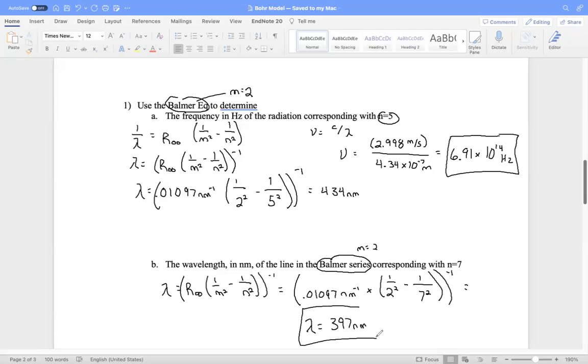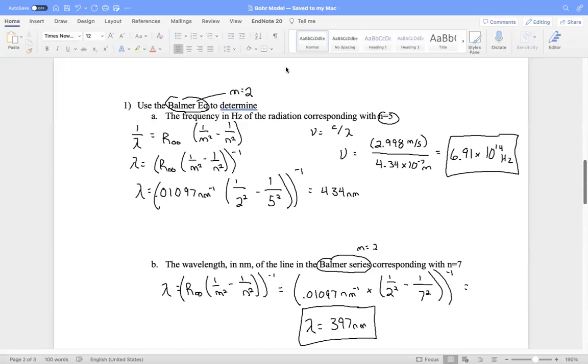And notice this wavelength is shorter than the wavelength that we got for part A. And this makes sense because higher energy has a shorter wavelength. And the Bohr series going from n equals 7 to n equals 2, that's going to require more energy than going from n equals 5 to n equals 2.